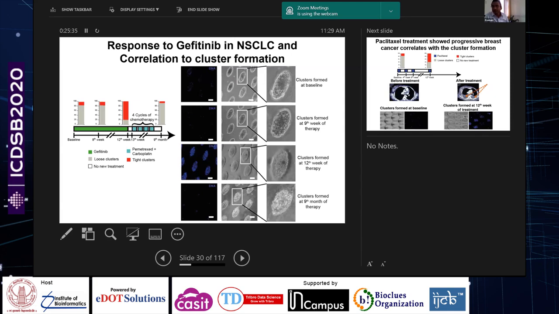Now, what you see is that we don't see clusters when the patients were responding. We see clusters only at the 12th week of the therapy, when the patient stopped responding. And again, at the 9th month, the blood sample collected, you don't find any clusters. This is extraordinary that you could actually replicate this, and the patient may not need to go every time for the scanning. You can take the blood, you can culture them, and you can see if the tumor is progressive or non-progressive.